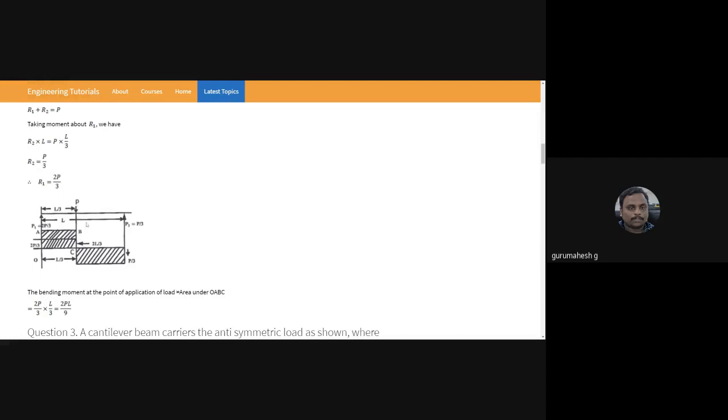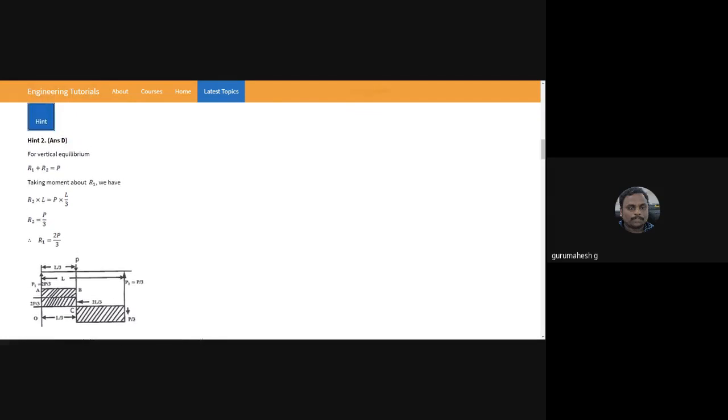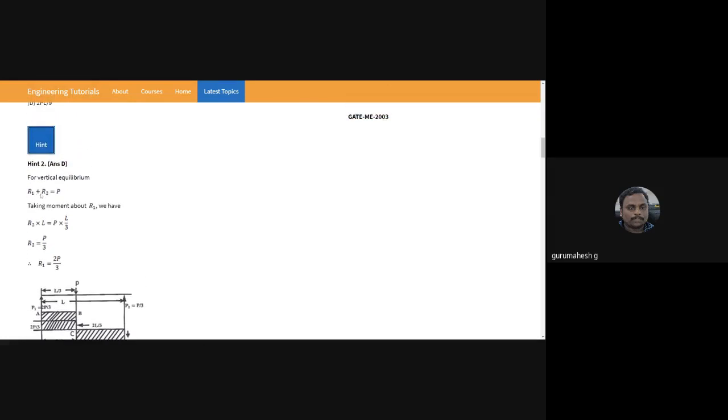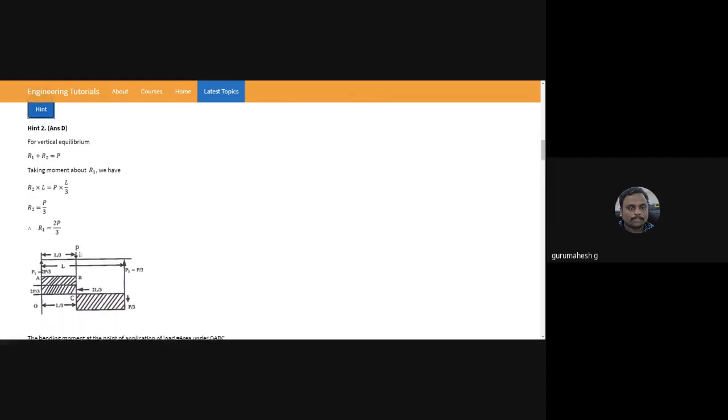So first we need to calculate the reaction forces at the ends. So R1 plus R2 is equal to P, taking moment about R1. So R2 into L equals P into L by 3. By simplifying this, we will get R2 equal to P by 3. Similarly, R1 plus R2 is equal to P. Let us substitute the R2 value in this equation. We will get R1 also. R1 is equal to 2P by 3.